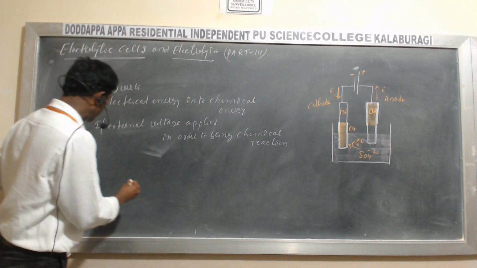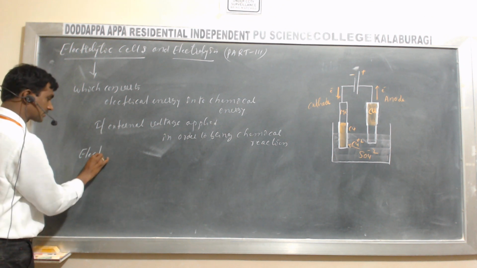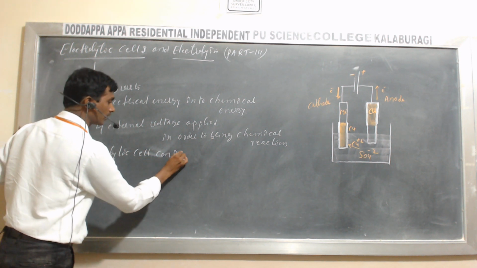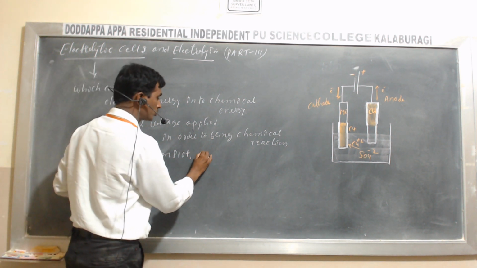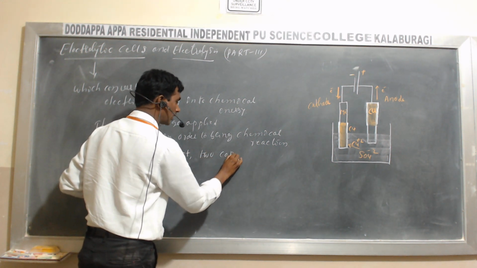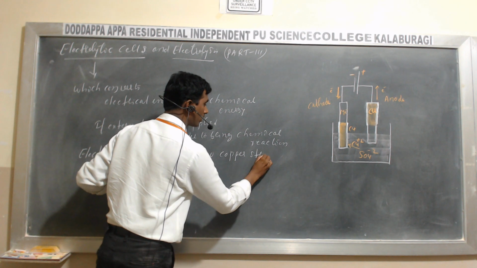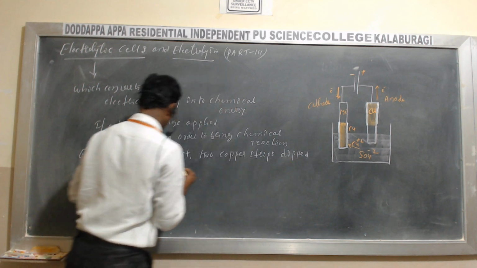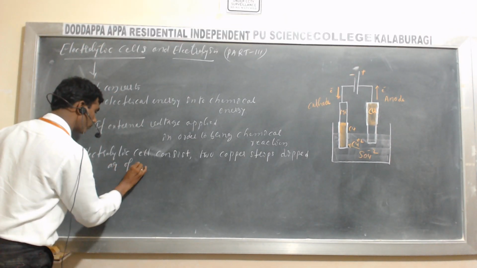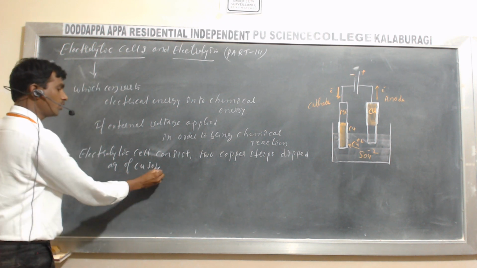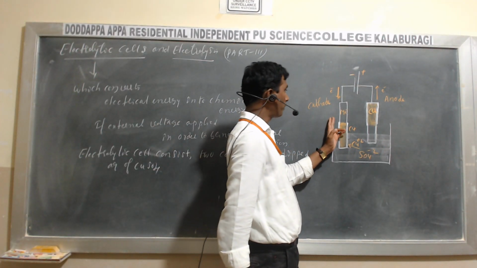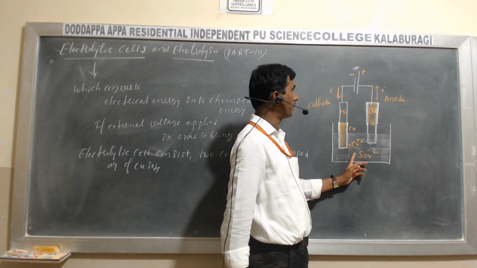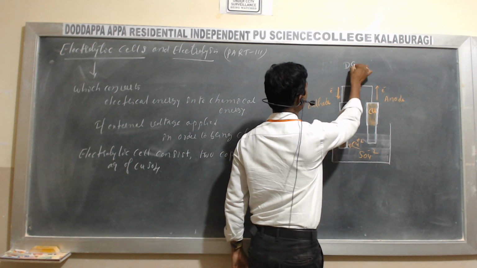For example, the electrolytic cell consists of two copper electrodes or strips dipped in an aqueous solution of copper sulfate. So these two copper electrodes are dipped in an aqueous solution of copper sulfate. Now this is the DC voltage.